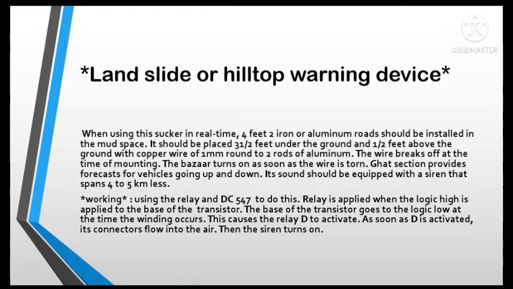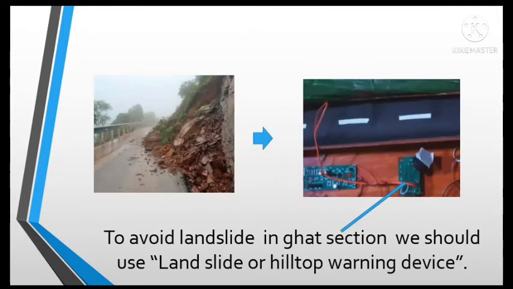The guard section provides a forecast for vehicles going up and down. Its sound should be loud, with a siren that spans 4 to 5 kilometers. The working of this landslide or hilltop warning device uses a relay and a BC547 transistor. The relay is activated when logic high is applied to the base of the transistor. The base of the transistor goes to logic low at the time the landslide occurs. This causes the relay to deactivate. As soon as it is deactivated, its connector flows into the air. Then the siren turns on.